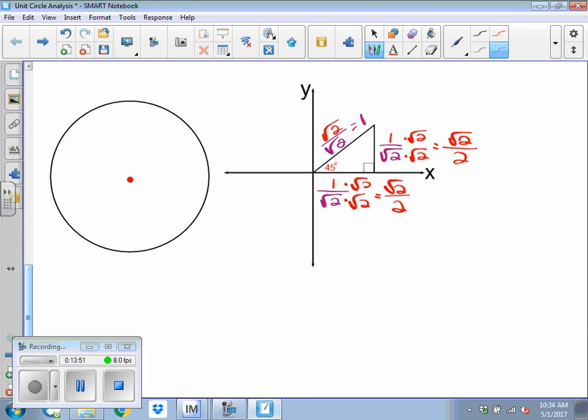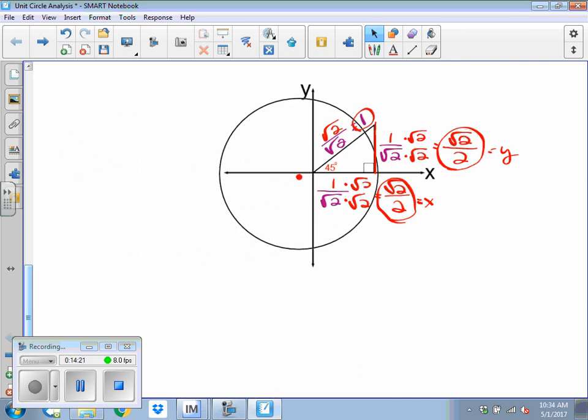If it's a 45, 45, 90, your legs are the same. So each leg is square root of 2 over 2. And my hypotenuse is just 1. So these are my values. Hypotenuse, leg, leg. This one down here is what value? X or Y? At the bottom, that's my X value. And at the top right here is my what? Good, is my Y value. Okay, so now this fits into my unit circle.